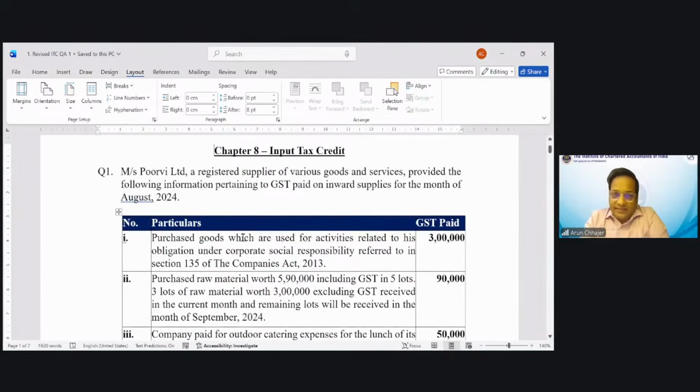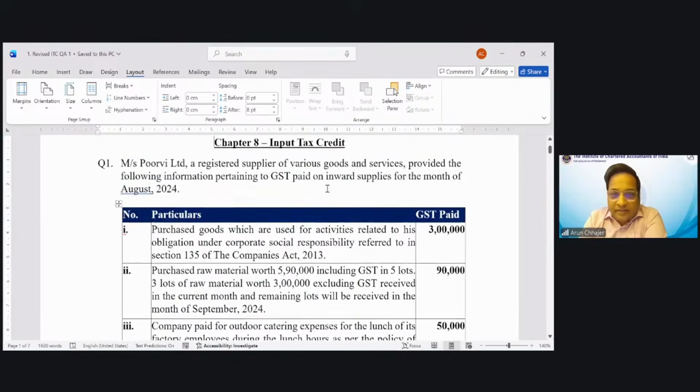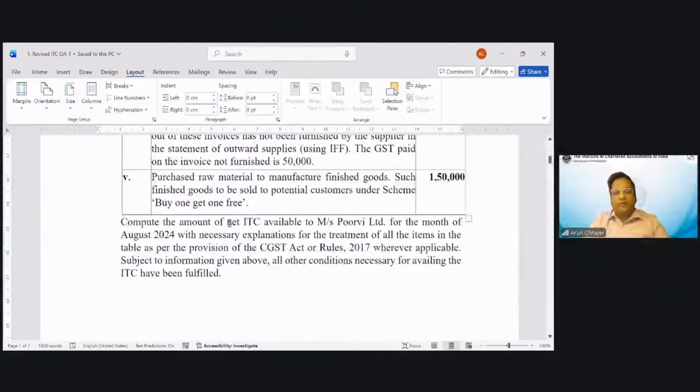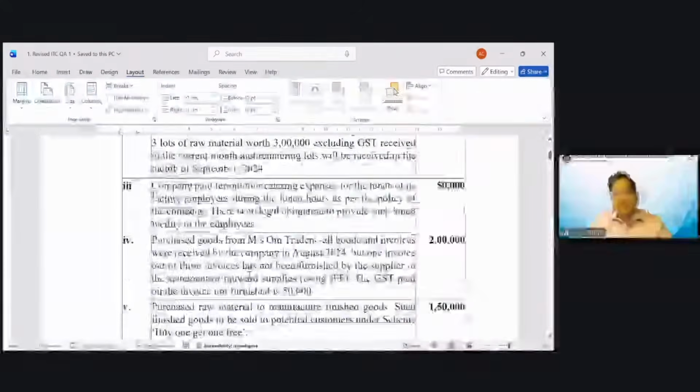Purvi Limited, a registered supplier of various goods and services, provided the following information pertaining to the GST for the month of August. Purchase goods which are used, GST paid on inward supply for the month of August. Okay, they have given the transaction. Compute the amount of the net ITC available for the month of August with necessary explanation for the treatment of all items in the table as per the provision wherever applicable. All other conditions have been satisfied.